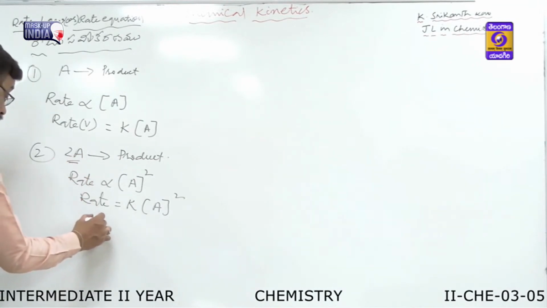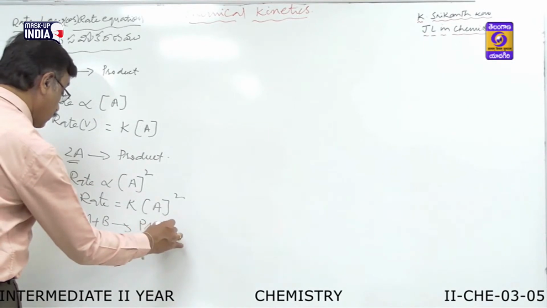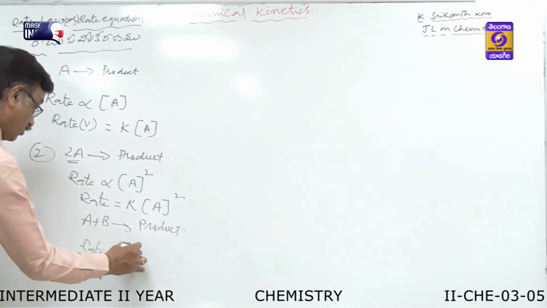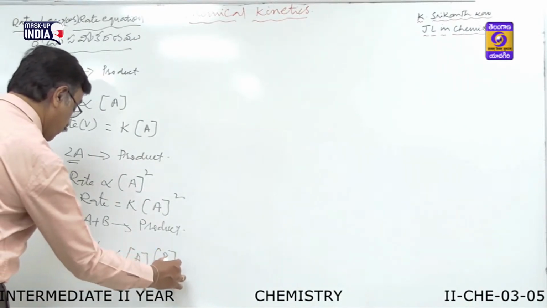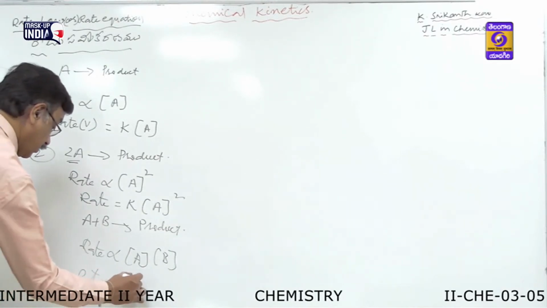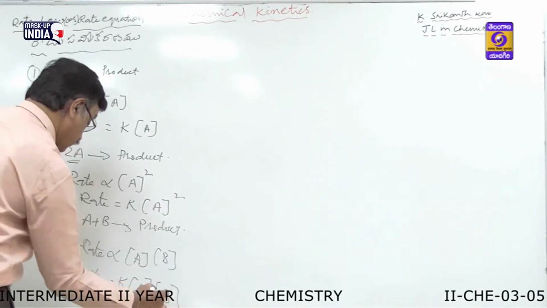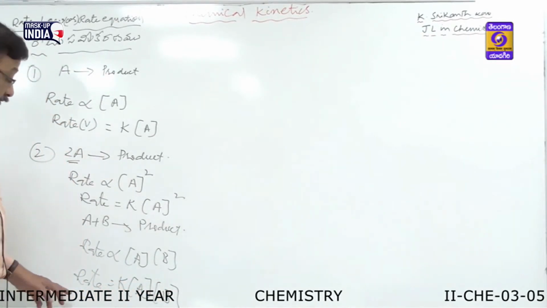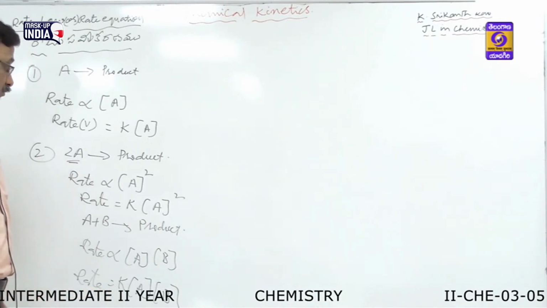The other equation can be different. Here A plus B giving rise to product. For this, rate is proportional to concentration of A and concentration of B. So rate equal to K into concentration of A and concentration of B. So this is another representation, where K is the rate constant. Then rate సమీకరణం అని అంటాం.